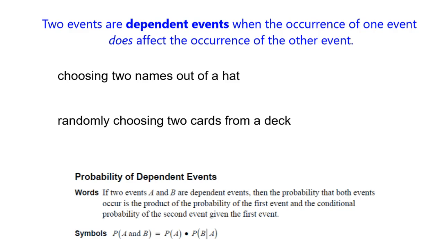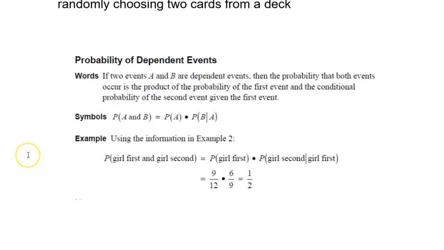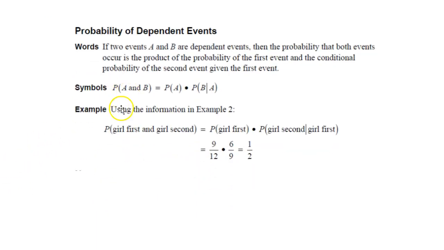So that's dependent events. When we're talking about the probability of dependent events, the setup is essentially the same. We're going to do the probability of A times the probability of B. But this time, when we find the probability of B, we have to assume that A has already occurred.